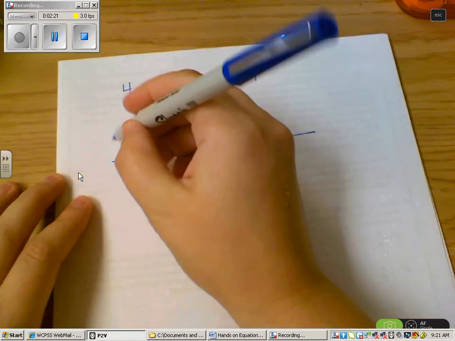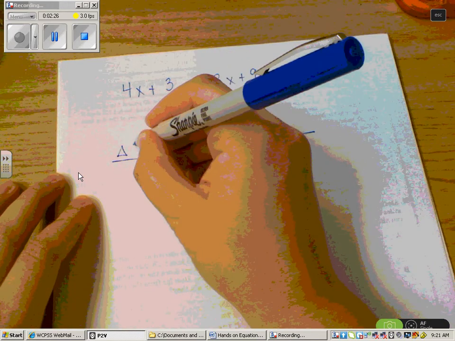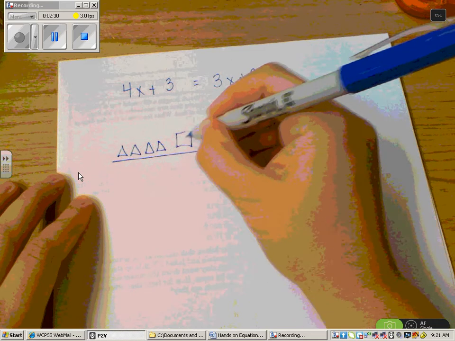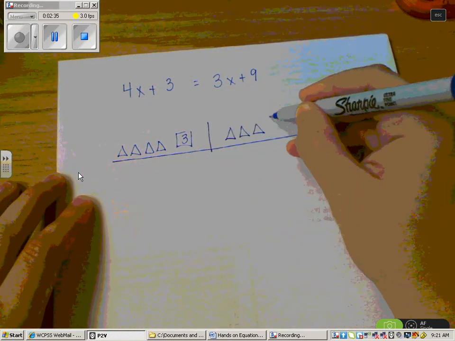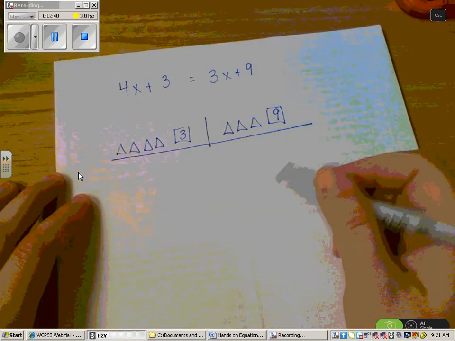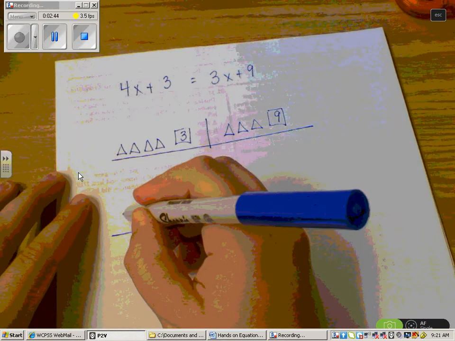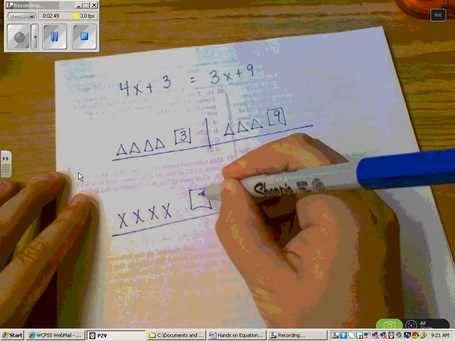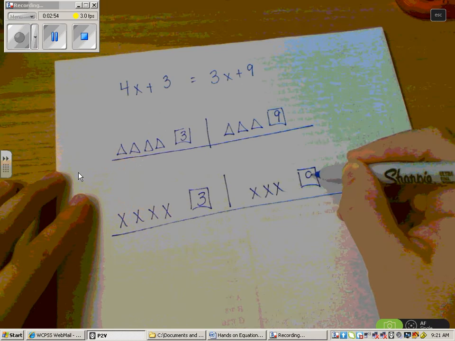You can either choose to represent your variable x, we have 4 of them, by drawing a triangle, and then our number cube 3, then 3x plus 9. Now, that's one way to draw the scale. Another way, and this is the way that I do it, is just to use my variables. I have 4 x's, number cube 3, 3 x's, and the number cube 9.